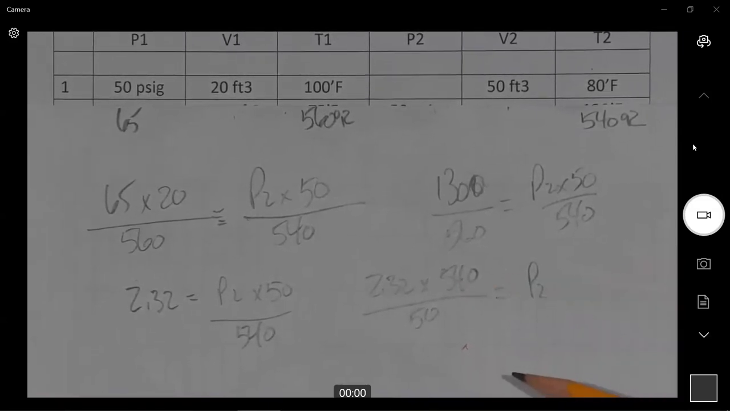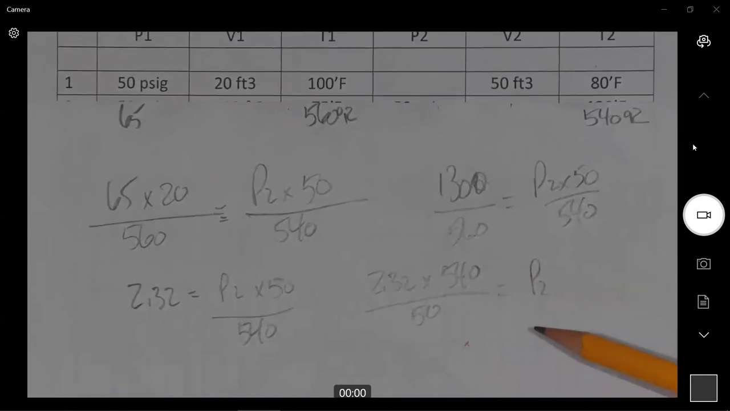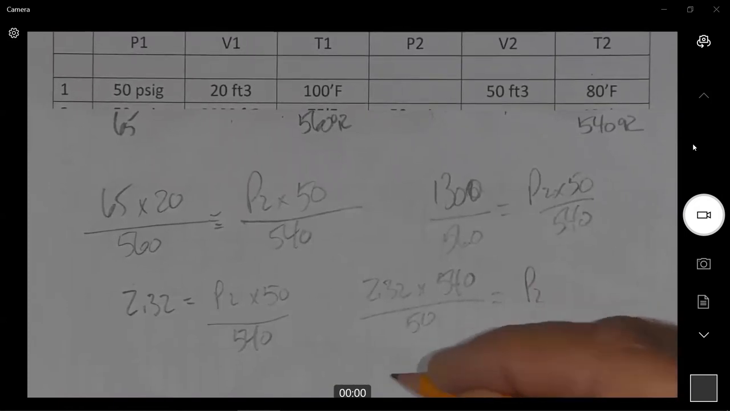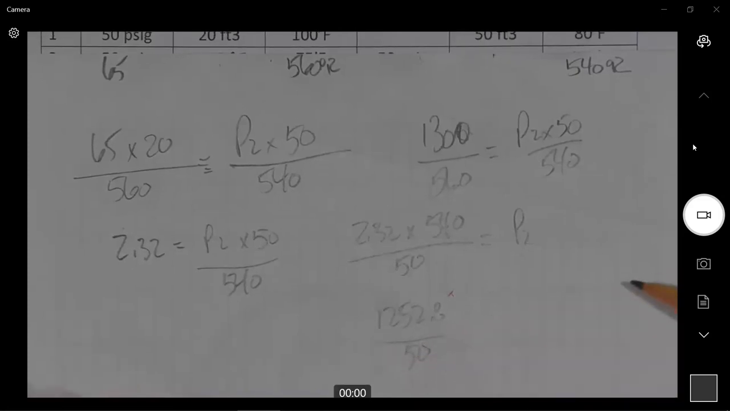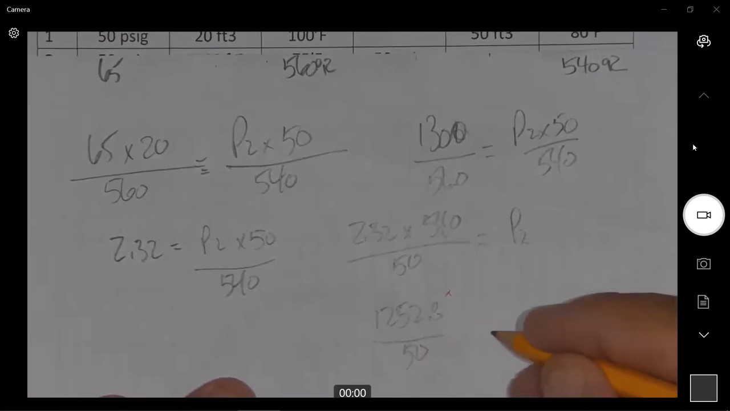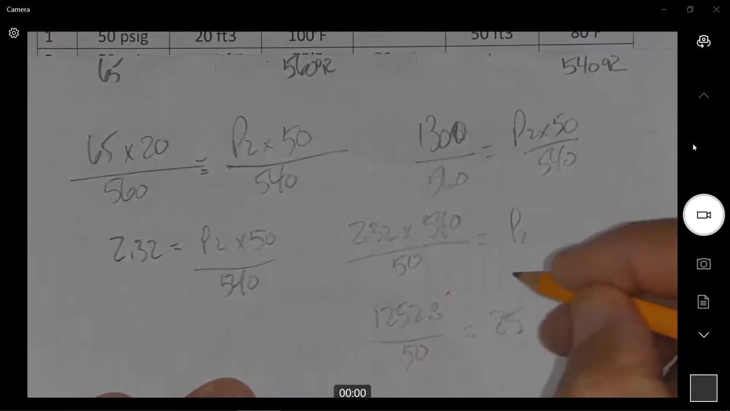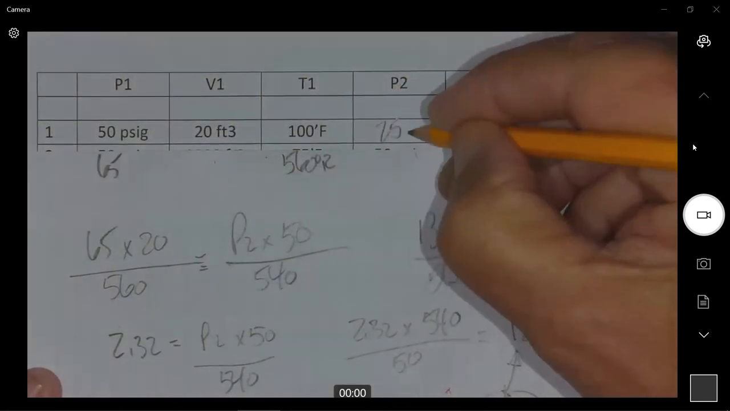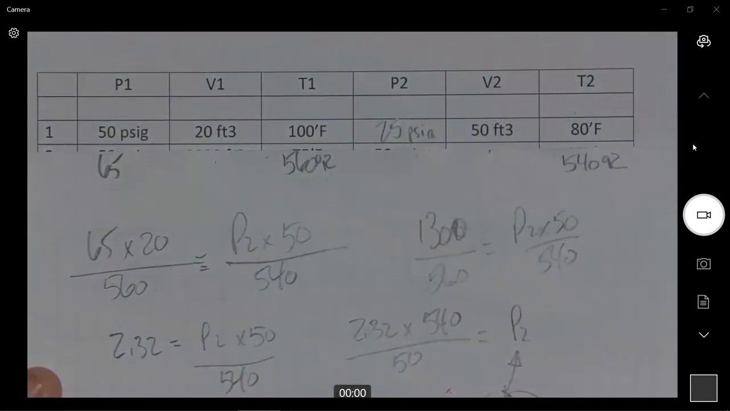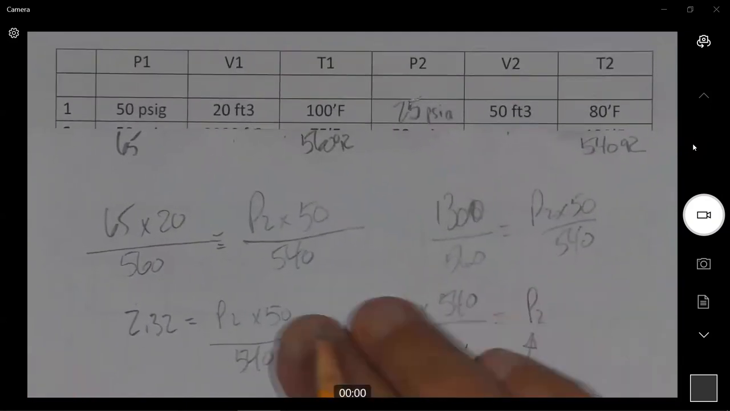2.32 times 540, 1253, but I'm going to do that again, 2.32 times 540, 1252.8 divided by 50 equals 25.05. So P2 equals 25 PSIA. First one's done.